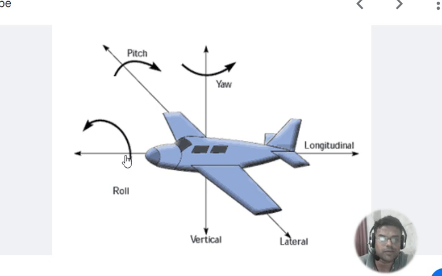So there are 3 types of motion and 3 axes: the longitudinal axis, which is the x-axis, the vertical axis, which is the y-axis, and the lateral axis, which is the z-axis. And the motions it can perform: about the x-axis it can do rolling, about the y-axis it can do yawing, and about the horizontal or lateral axis it can perform pitching. So how do these 3 motions take place when we talk about the 3 degrees of motion of an aeroplane?